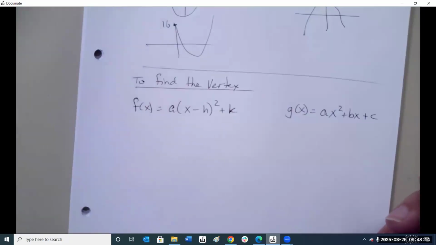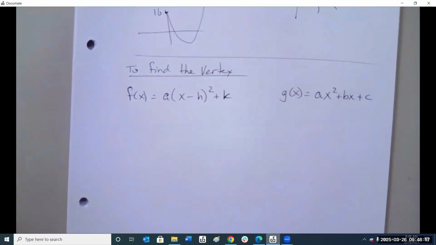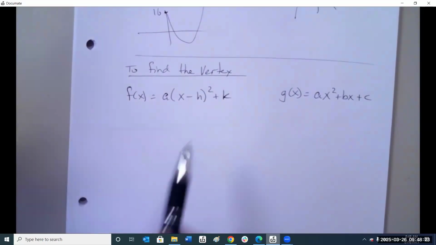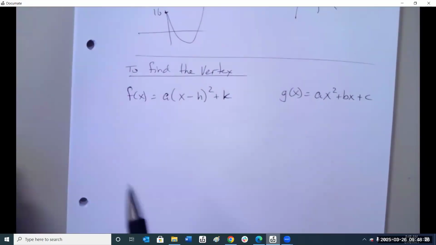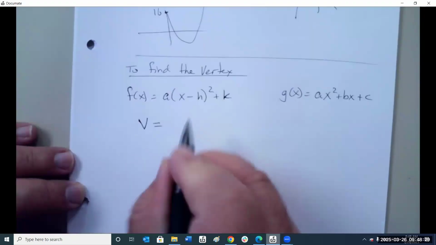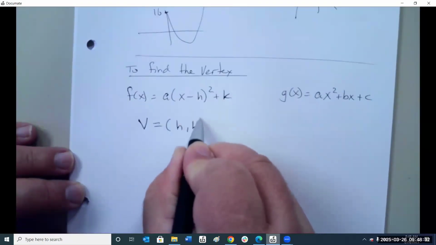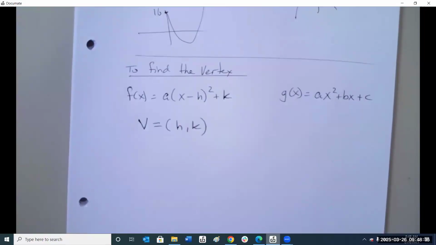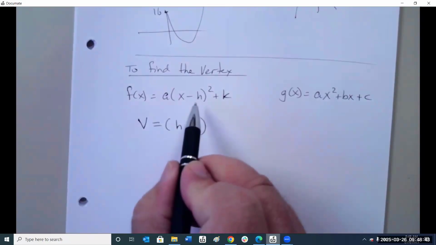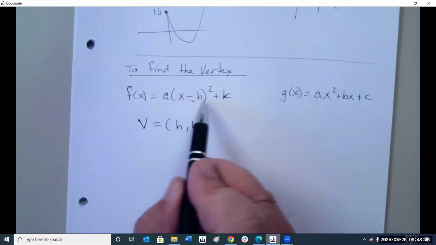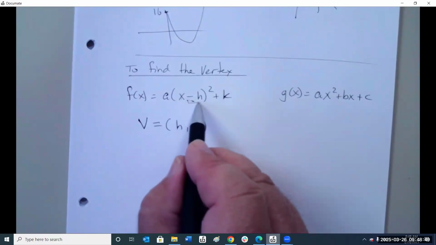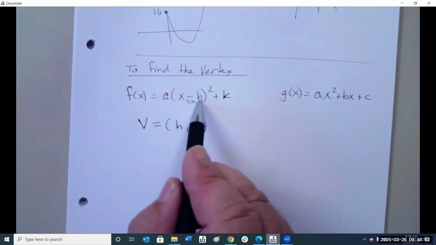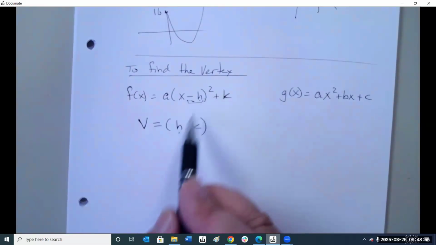More examples here. Now, the reason the first one is called the vertex form is because the vertex is the point (h, k). It's just there. Remember, from chapter 1, if it's ever inside the parentheses, it's always the opposite of what's inside there. So if that's a minus h, the answer is h. If it's a plus h, it's negative h.